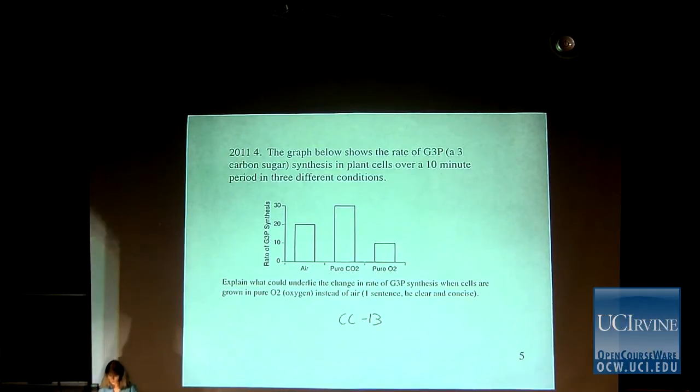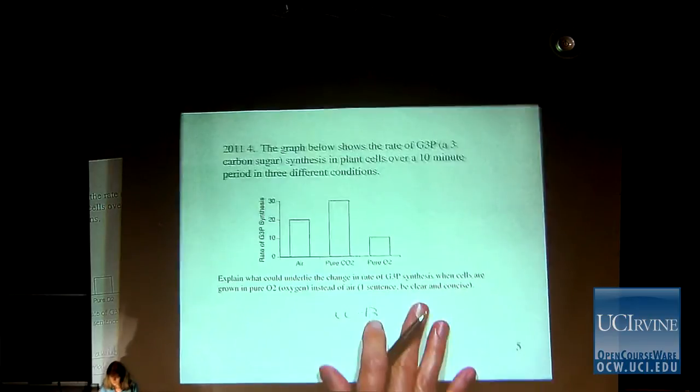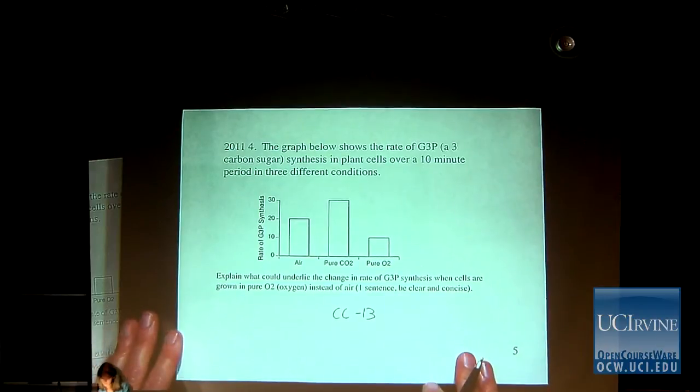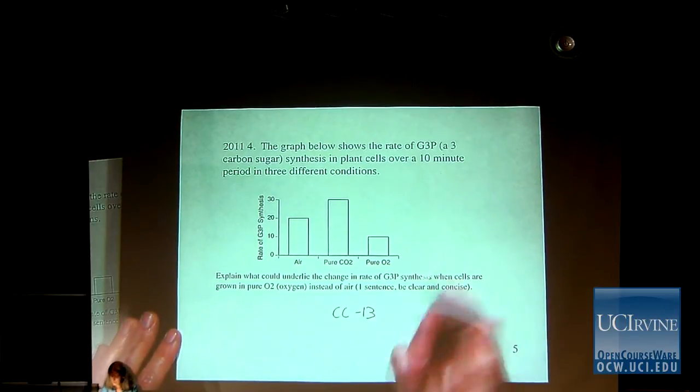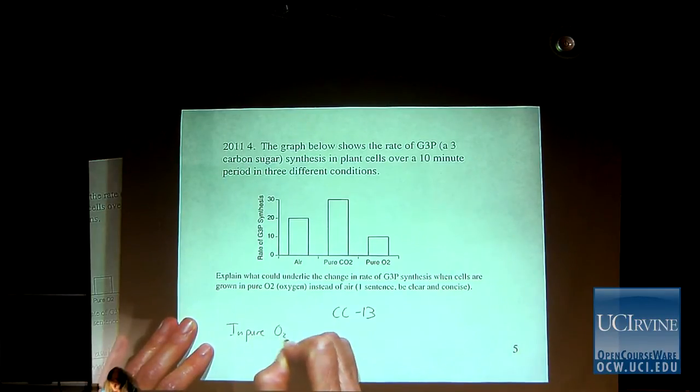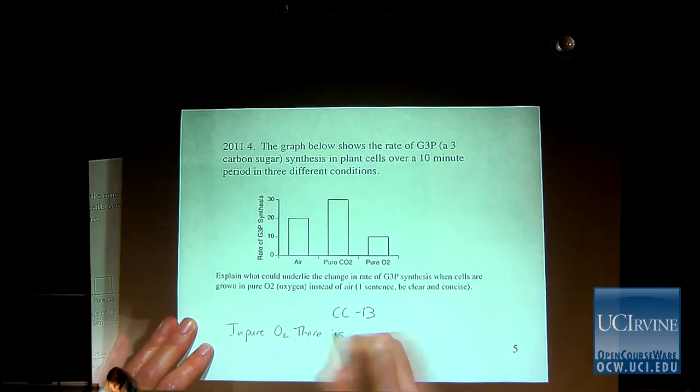Okay, so we know from looking at this graph that in pure oxygen, what happens to the rate of G3P synthesis? It goes down, right? And so what could account for this? Why is this happening? Yep, I heard some people say it. So what are we lacking that's in O2 that they need? Carbon dioxide, right? So in pure O2, there is no CO2 available.